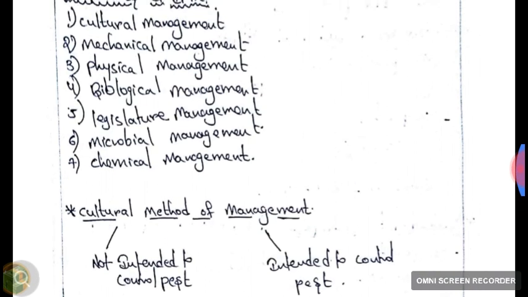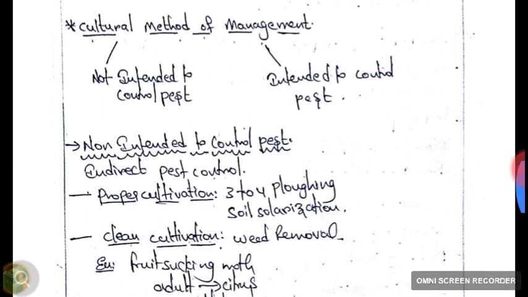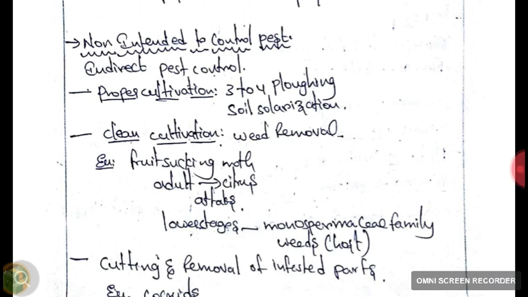Let's recap in detail. In the cultural method of management of pests, we have two parts: non-intended to control pests and intended to control pests. Non-intended to control pests, or indirect methods, means proper cultivation: 3 to 4 times ploughing induces soil solarization, which kills all the stages of pests present in the soil. Clean cultivation, weed removal. Example, fruit sucking moth: in the adult stage it attacks citrus, and all the lower stages are dependent on the Menispermaceae family. If you remove weeds, you can prevent the infestation.